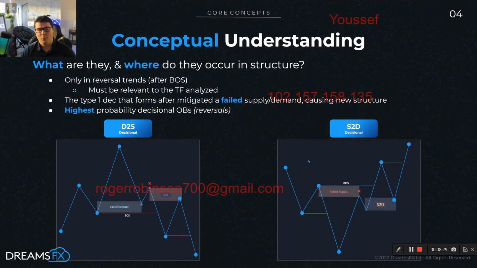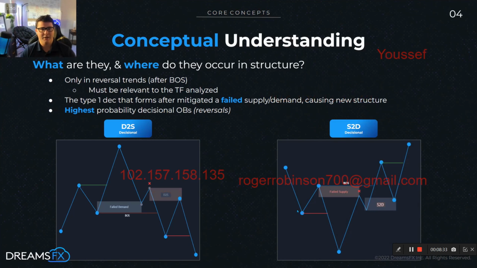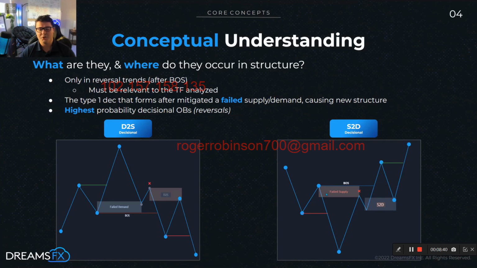For an S2D decisional, we are in a previous bearish downtrend. What happens at this point in time is we have a high, a low, a lower high, and a lower low. We see that price breaks the previous low, makes a new lower high, lower low, and then based off of our structure to this point, we find our extreme supply. Again, your failed demand, your failed supply, they will always be extreme order blocks. Once you identify your extreme order block, let's say you were expecting price to then make new lower lows. In this instance, you notice it did not.